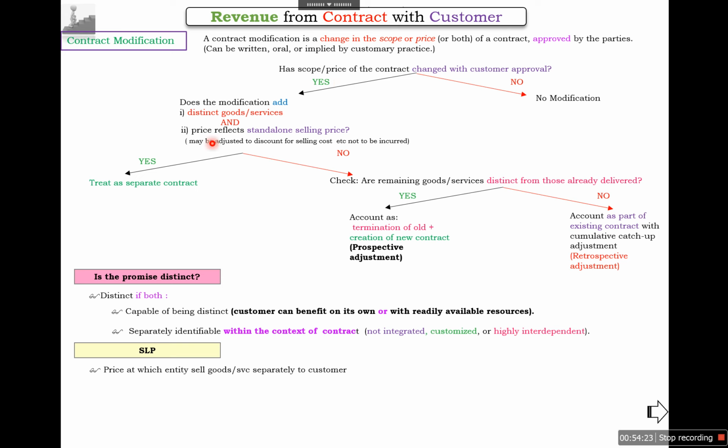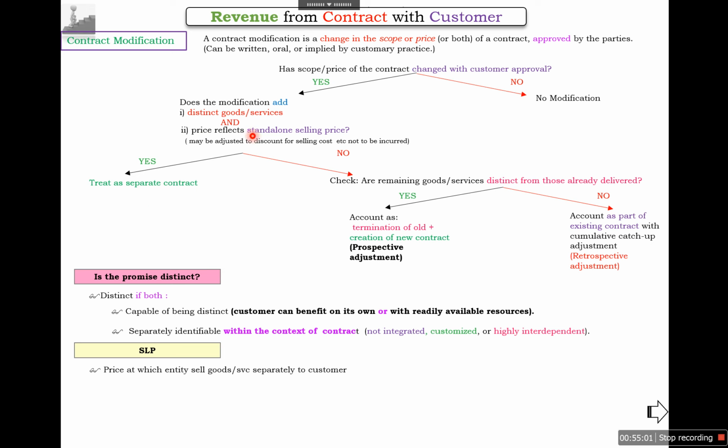So what is the meaning of distinct goods? There are two further conditions. First, it is capable of being distinct, that the customer can use these assets on its own with the available resources. Second condition we need to check is separately identifiable within the context of the contract. It means it is not integrated, not customized, or highly interdependent. If both the conditions are satisfied, the modification will be treated as a separate contract.